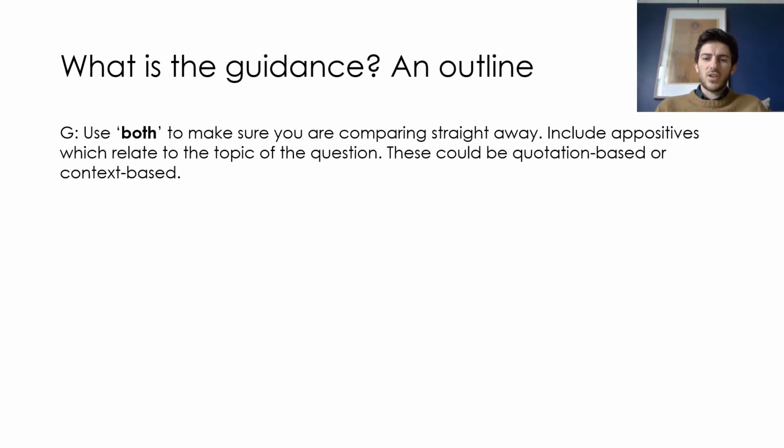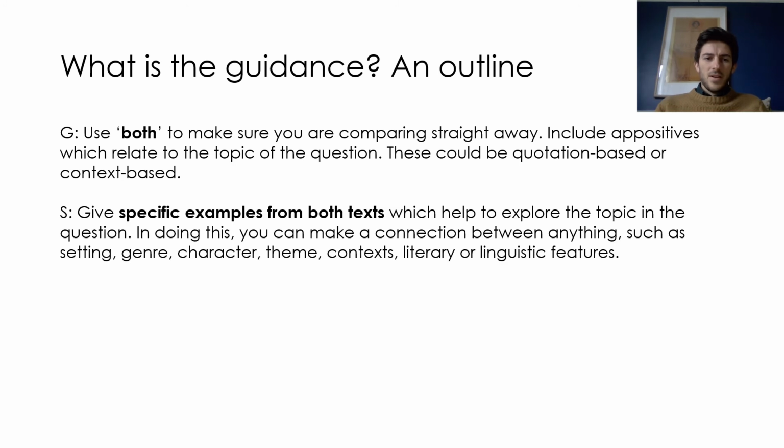You can really show off what you know if you slip in a little quotation in there without analysing it, just to refer to a character by some sort of other name. Then give your specific examples from both texts. Now these help explore the topic in the question, and in doing this you're making a connection. It could be the setting, the genre, the characters, a theme, context, or the features. You can specifically name something there that you're going to explore in more detail.